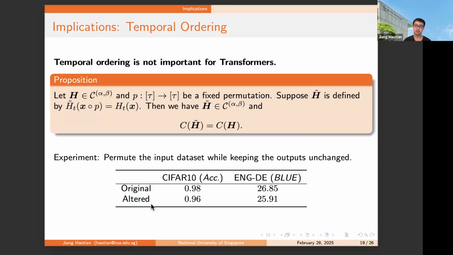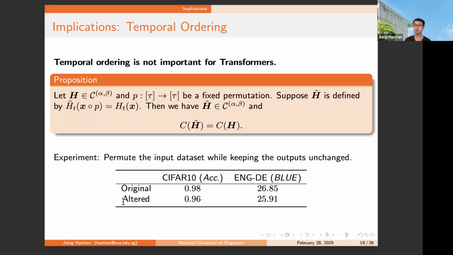We notice that the performance of the transformer is nearly identical for these two targets. So what does it mean? The ordering of the input sequence is not affecting the performance of the transformer. So the transformer is actually not seeing the temporal ordering of the input sequence.